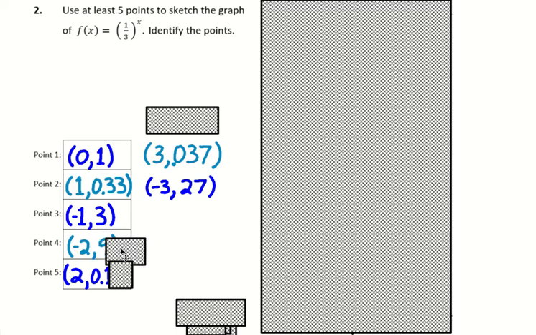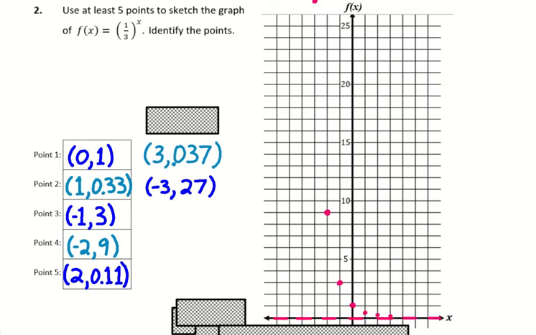If you plug in -2, you get 9. If you plug in +2, you get approximately 0.11. So plotting all these points, and I probably plotted some extra ones, here are your dots. And make sure that you don't just move on to the next problem before you hear me say this. These points on your test, you're going to need to connect them, because the entire graph is not just the 5 points you happen to randomly plot.